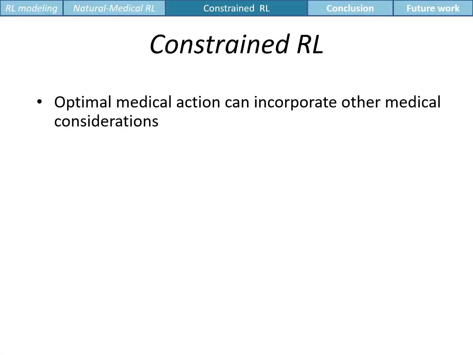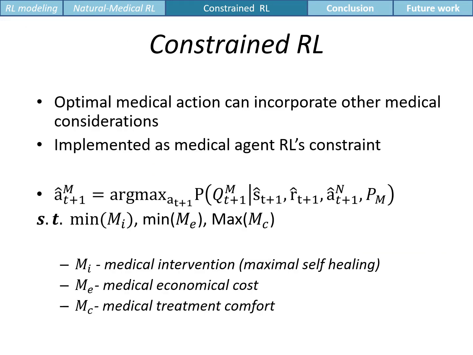We can add some constraints to the dual agent reinforcement learning. The constraints can be medical: to maximize the medical intervention, or to minimize the medical intervention, or to maximize the self-healing. It can be to take care of economical constraints, and also to make every action easier or more comfortable for the patient.